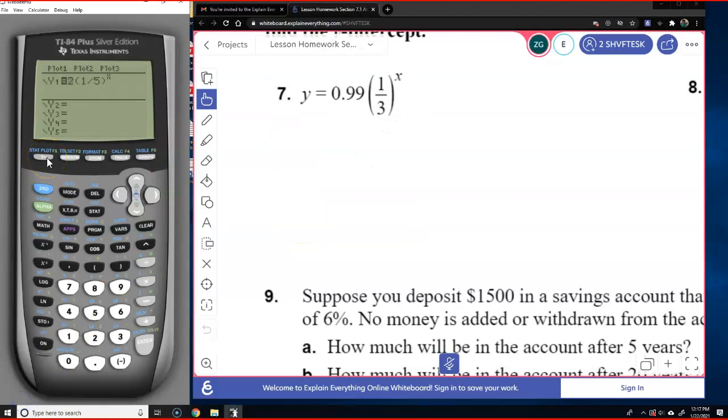We're going to graph this function, and just like we've done before, we're going to go ahead and make a table, kind of see how the graph is behaving. So we're going to type in 0.99, parentheses, 1 divided by 3, raised to the x power. And I know some people always ask me, where do you start? You can start at -4 if you want.